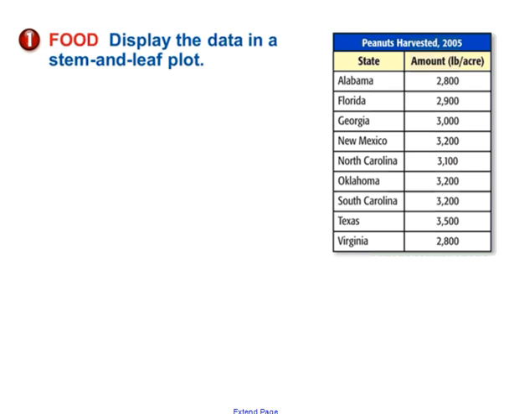First thing I need to do is look at this data and determine which value is the smallest. You can see I've actually got 2,800 twice, but that's the smallest. And the largest looks to be 3,500. So the highest place value in the smallest number becomes my first stem, which is 2, and the highest place value in the largest becomes 3. So that becomes my two stems.